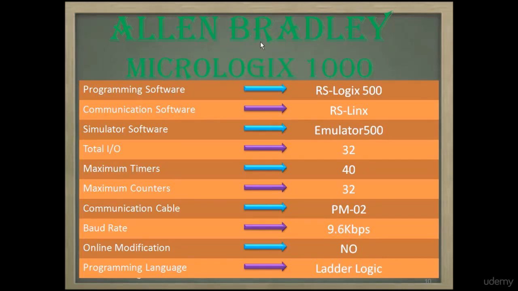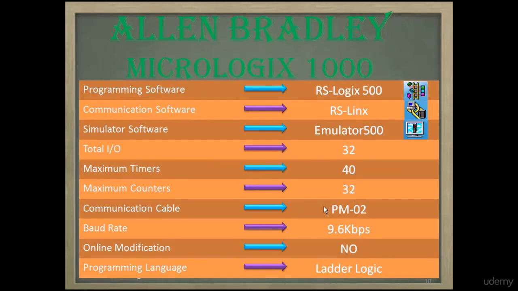Programming software for this model is RSLogix, while RSLinx is the name of its communication software. The simulator that is used for this PLC is Emulator 500. This PLC has a total of 32 inputs and outputs, with a maximum of 40 timers and 32 counters.